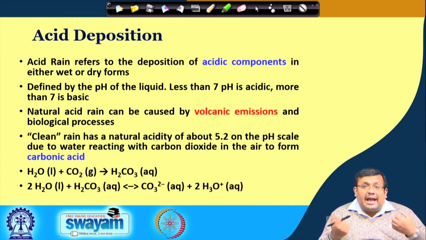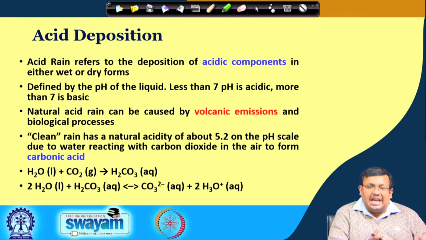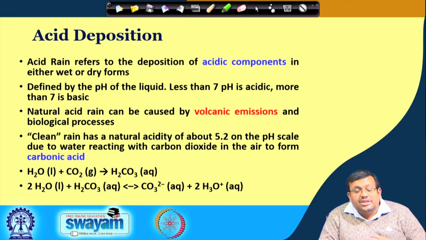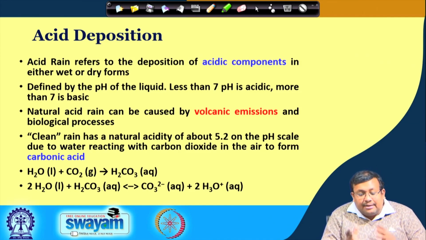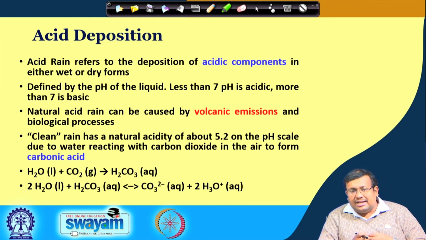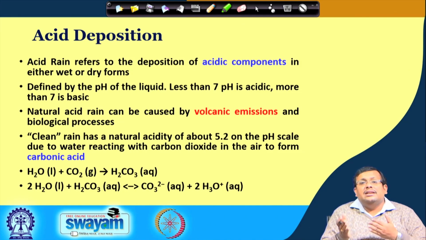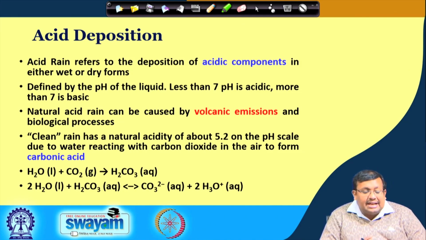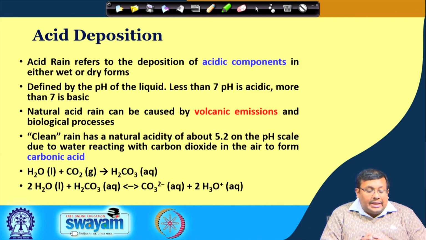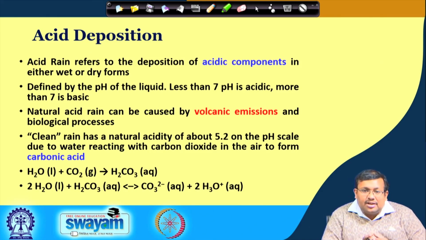So, another important aspect of environmental pollution is acid deposition, and remember, acid rain is another name for acid deposition. Acid rain refers to the deposition of acidic components in either wet or dry forms, either in particulate forms or in terms of rain. It is basically defined by a pH of the liquid which is generally less than 7 in case of acidic, and more than 7 is basic, we know that. Natural acidic rain can be caused by different types of volcanic emissions and biological processes.